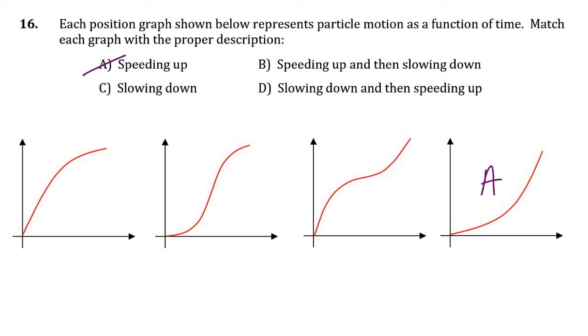Okay, so now let's look at B. B says that we are speeding up, then slowing down. So speeding up, then slowing down. So here, I think this one we're speeding up and then we're starting to slow back down. So I think that's B. Now C is just slowing down. So I think this one, you're right, you're just slowing down. So that's going to be C. And so that means this must be D, which is slowing down, but then notice it changes to speed up.